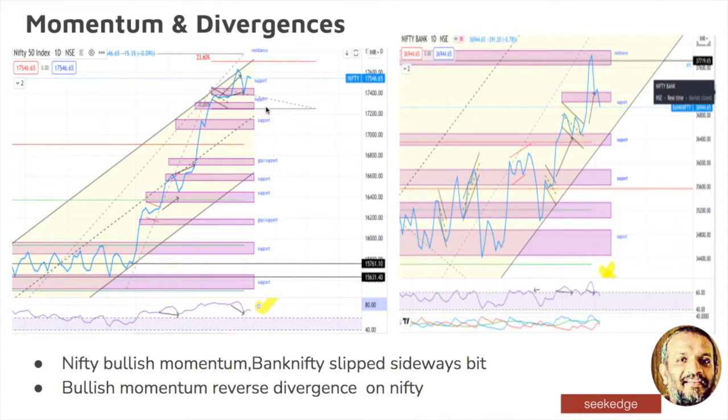So momentum divergence, momentum is based on the RSI indicator, and we can see that normal divergence is bullish on the Nifty.